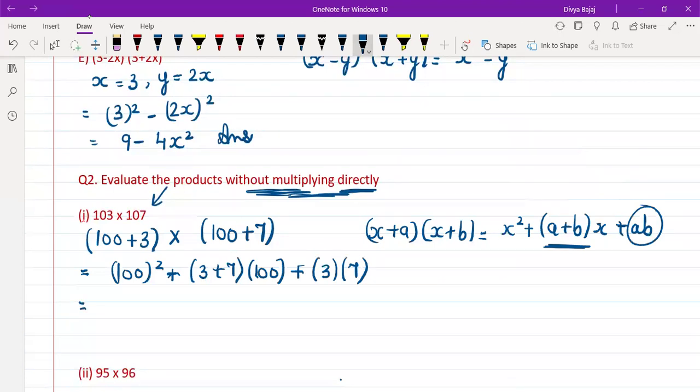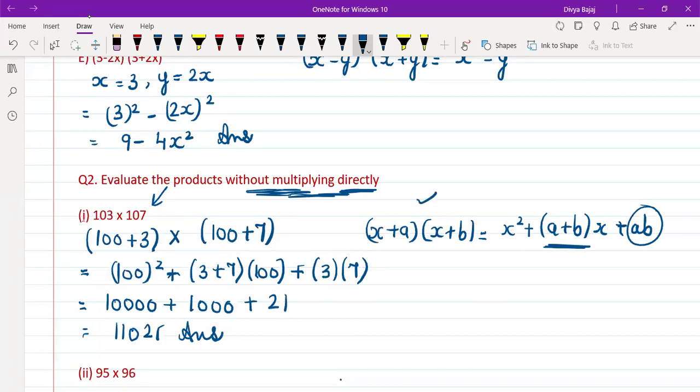100 square means 100 into 100, which will give us 10,000. Plus, now 3 plus 7 will give us 10, and 10 into 100 will give us 1,000. So this will be 1,000 plus. Now 3 sevens are 21. So we have solved this step. Now we just need to add these three terms, and we will have the answer 11021. So this way we will solve the question.